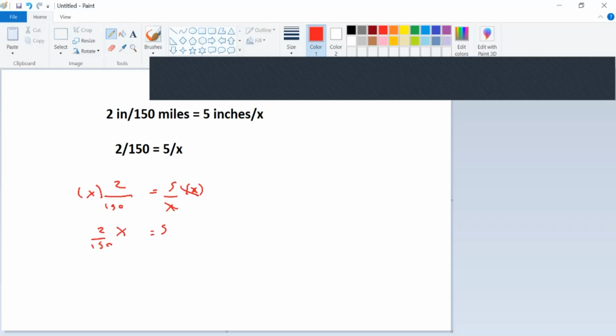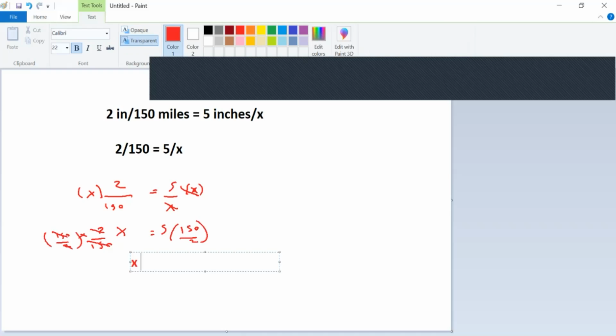Now I want to get rid of this 2 over 150 because I want to solve for x. How do I do that? I have to multiply both sides by 150 over 2, right? Because when I do that, that cancels that out, that cancels that out. If I multiply by 150 over 2, I have to do it on this side too, right? To balance it out. So my new formula looks like this. x is equal to 5 times 150 over 2. Let me write it a little cleaner like this: x is equal to 5 times 150 over 2, right?